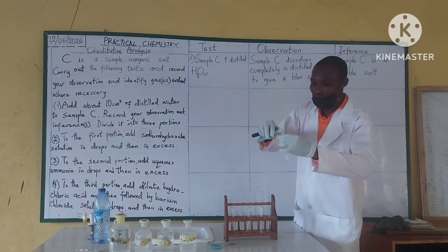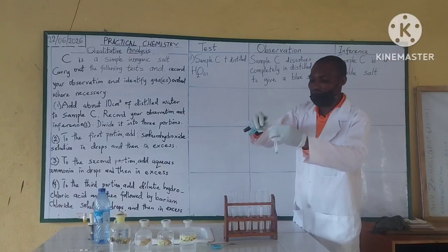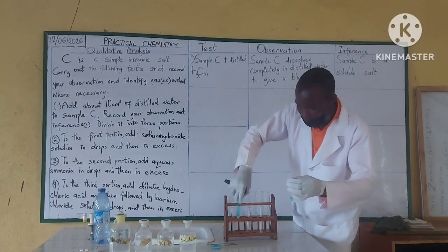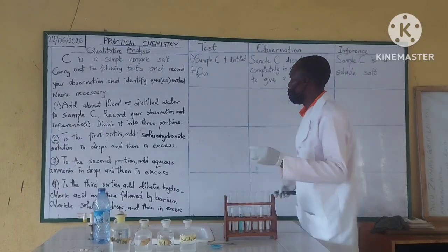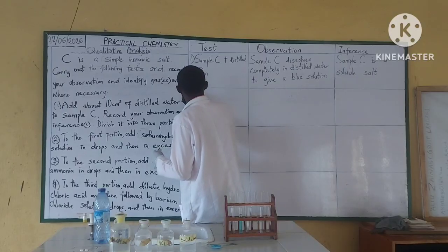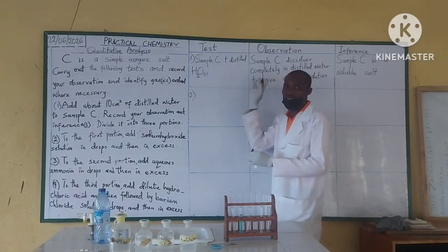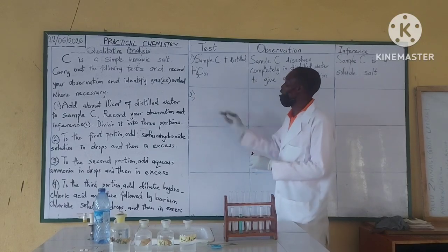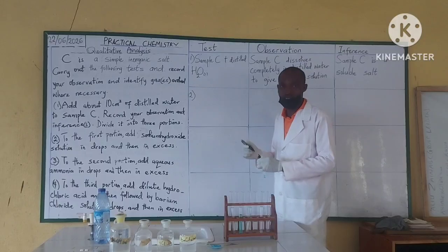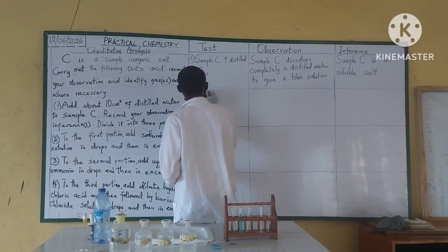Make sure you are dealing with a clean test tube. You add just a portion. This is okay. We are to add sodium hydroxide. Since we have dissolved sample C in water, it's no longer going to be sample C again. It's going to be solution C. It's now going to be recorded as solution C.